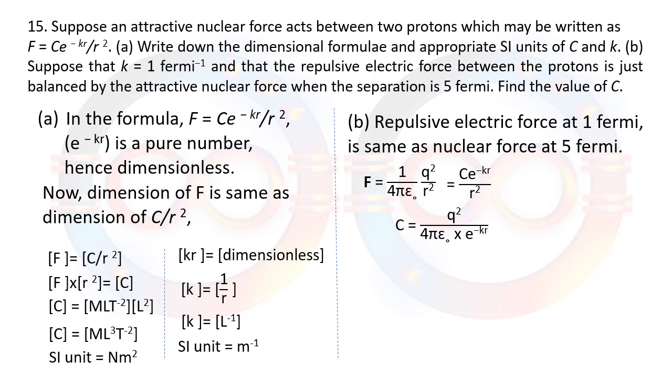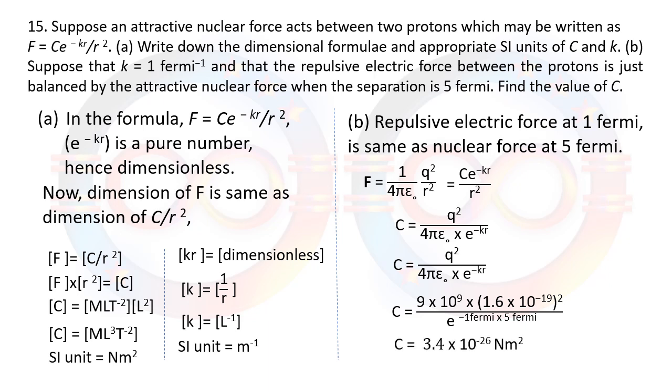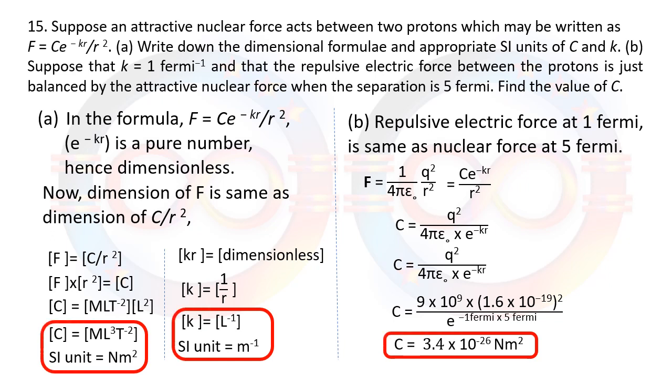Here we have to compare this, r square will get cancelled, and then C is equal to 1 by 4 pi epsilon naught q square upon e to the power minus kr. Put all the values, that is 9 into 10 raised to 9 for 1 by 4 pi epsilon naught, q is 1.6 into 10 raised to minus 19 coulomb whole square, and e to the power minus 1 Fermi inverse into 5 Fermi. On solving, we will be able to get the value of C as 3.4 into 10 raised to minus 26 Newton meter square.